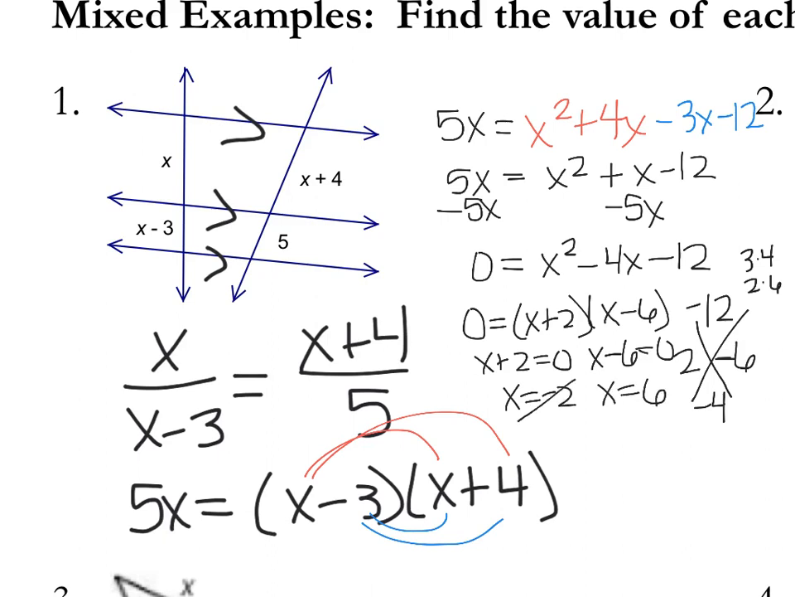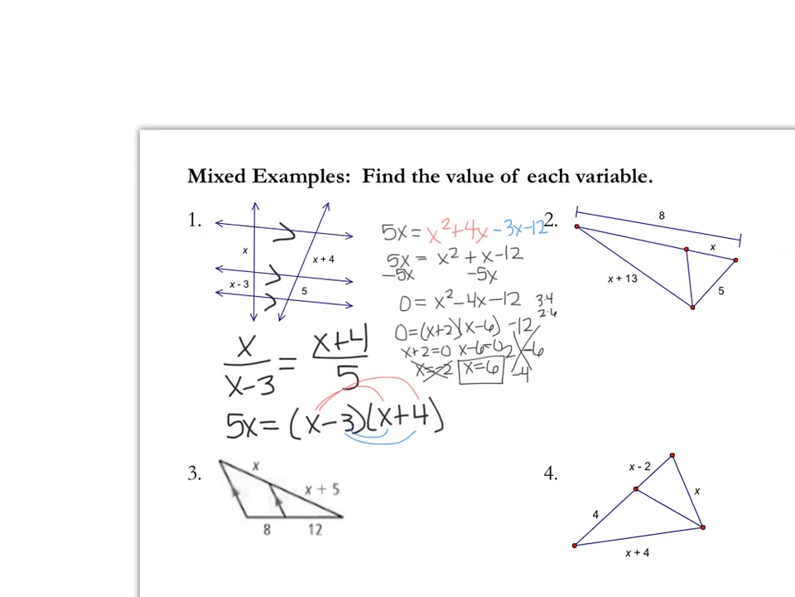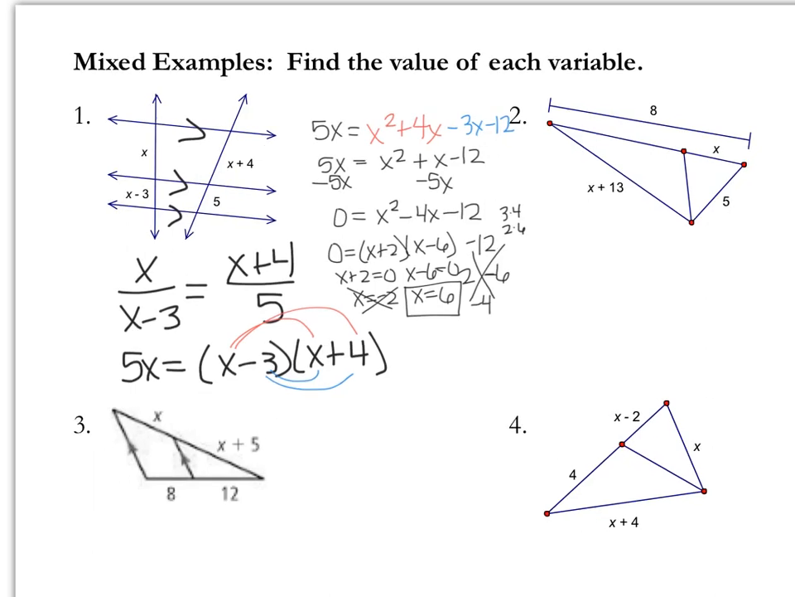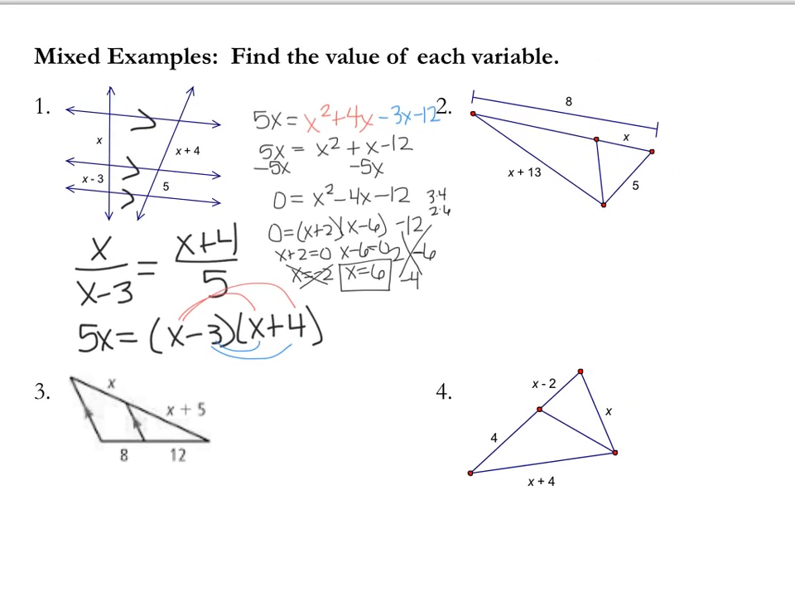But like we talked about yesterday, they can't be negative because that's the piece of a line right now. It's a segment. So it's just x equals 6. All right, back to the other problems.